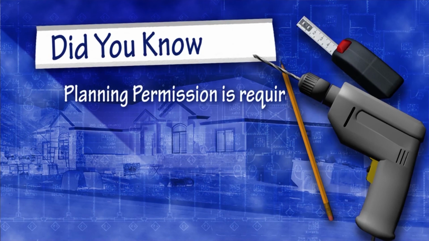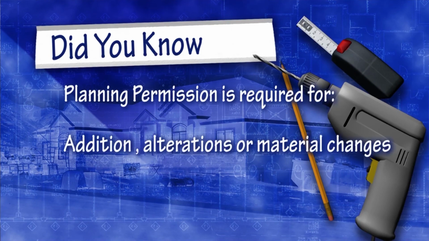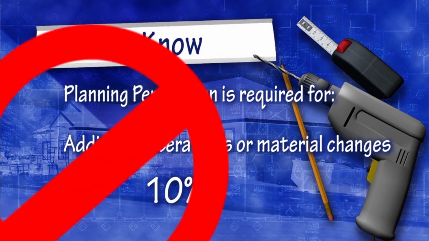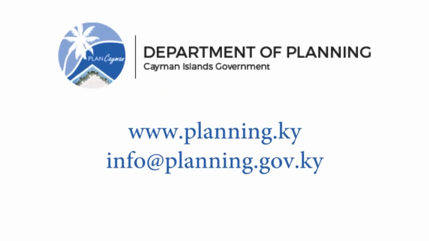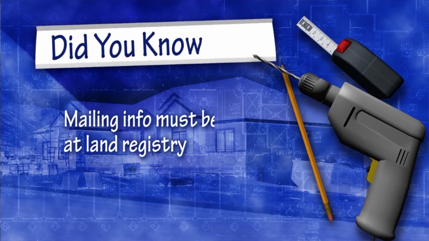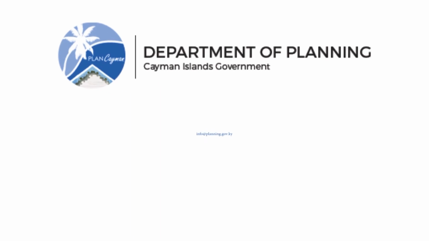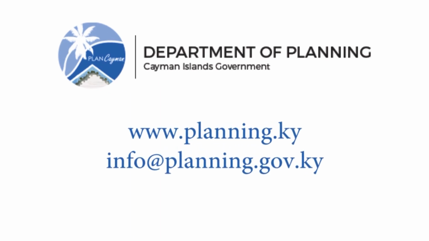Did you know that planning permission is required for an addition, alteration, or any material change to your house? The 10% rule no longer exists. You should check with the department, as a planning and permit application may be required. Did you know your mailing address details on your land register must be up to date in order to receive notices on new development which may impact you? Visit the Lands and Survey Department to check your mailing address is correct.